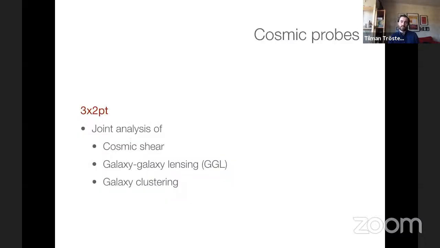And what's done nowadays is to roll all of these statistics into a joint analysis. And because these are all 2-point statistics, that's called 3 times 2 point. That's a joint analysis of cosmic shear, so the correlation between shapes, the galaxy-galaxy lensing, which is the correlation between galaxy position and shapes, and galaxy clustering, which is the correlation between galaxy positions.